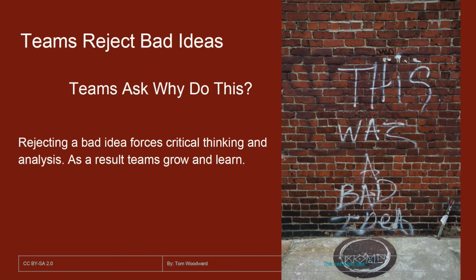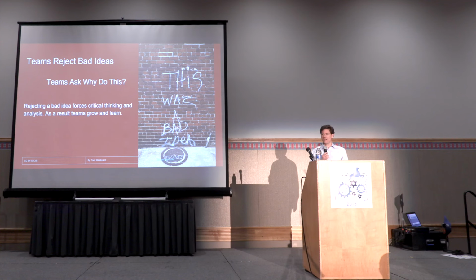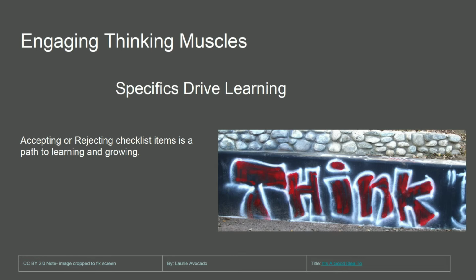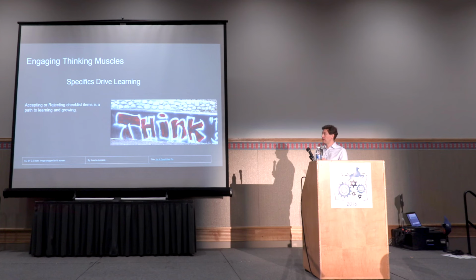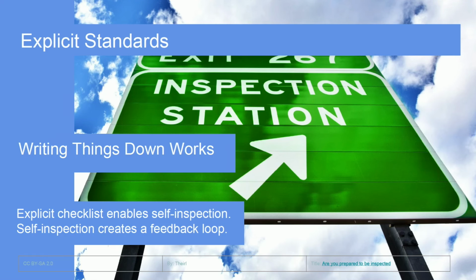But also, if you have bad ideas, that actually gets people to think too. They're like, no, that is really a sucky checklist item, and let me explain why. And they usually think through it. Why? Because the idea is specific, right? And when it's specific, it causes you to also give a specific answer, a specific reply. So the good thing about being specific is it engages the thinking muscles. Specifics drive learning. Accepting or rejecting checklist items is a path to learning and growing, which is good.